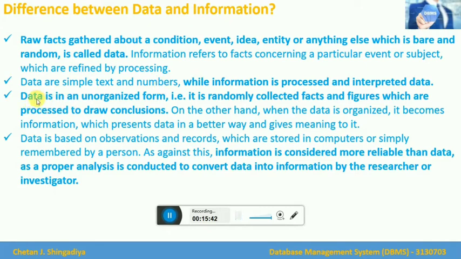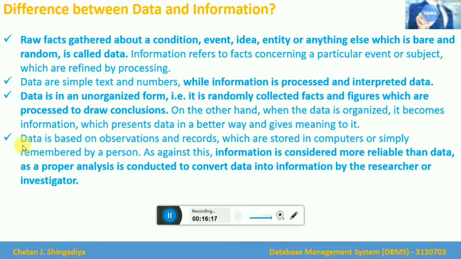Let us see the third one. Data is in unorganized form, that means randomly collected facts and figures which are processed to draw conclusions. On the other hand, when data is organized, it becomes information, which presents the data in a better way and gives meaning to it. So when data is processed and receives a meaning, it is information. This is our third difference between data and information.